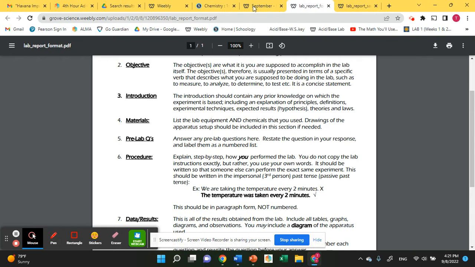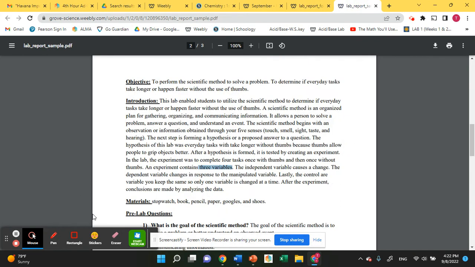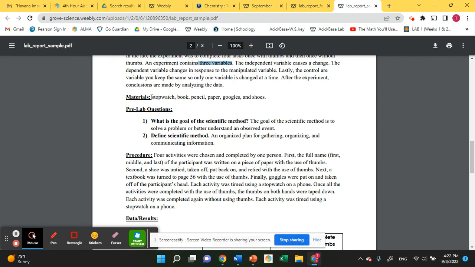The next on the list is the materials. So you're going to list any lab equipment or any chemicals that you used. So if you used a weigh boat or a scale, or if you used baking soda, maybe you used, let's say, tongs for something, or a graduated cylinder, beaker, spatula, all of those need to be listed. For example, in our example lab report, I listed all of them: stopwatch, book, pencil, paper, goggles, shoes.